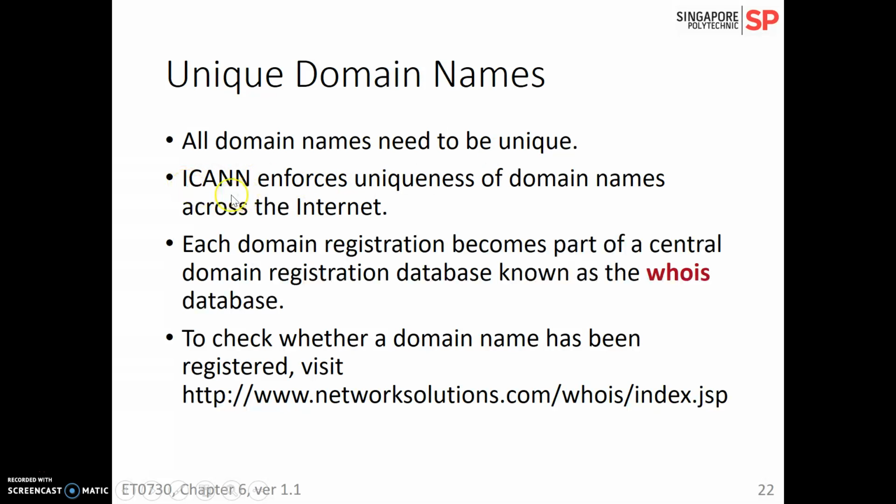So ICANN, the Internet Authority, enforces the uniqueness of domain names across the internet. So when you want to have your domain name, you need to do domain registration inside a database. If the domain has already been registered, you cannot register it. So this is to ensure it's unique. This database is also known as the Whois database. If you want to know whether a domain has been registered, you can go to this website. It will show you whether the domain name has been registered or not, in case you want to set up your own company.